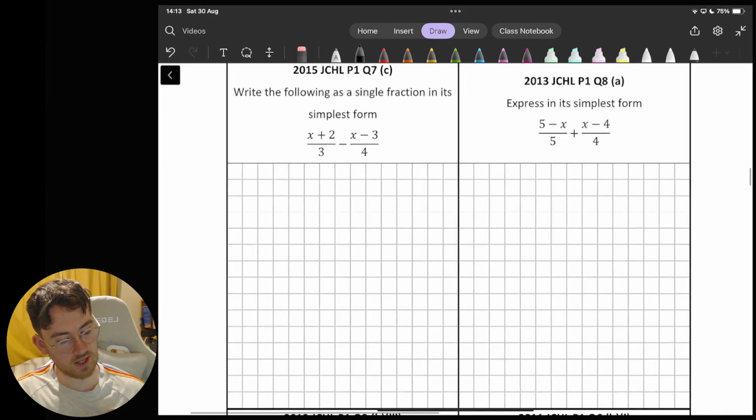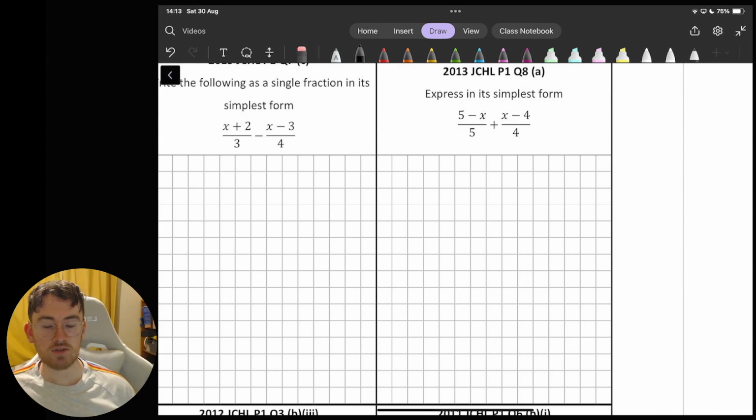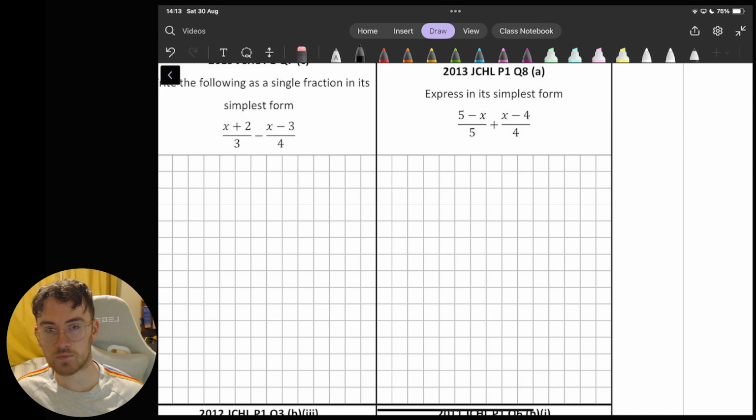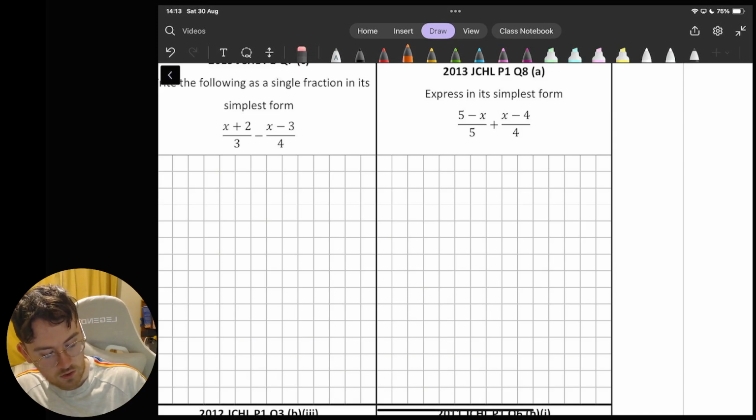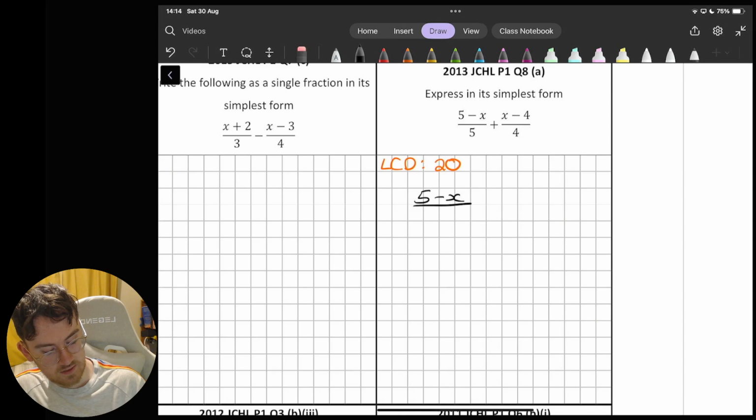So I'm going to look at this 2013 question here, 5 minus x over 5 plus x minus 4 over 4. Okay, so first step as always is to find my lowest common denominator. Here we are probably looking at 20, which does happen to be the multiple of the two numbers here. A lot of the time that's just going to be the case. So if we were trying to simplify our steps a little bit, our goal is to have 20 as my denominator.